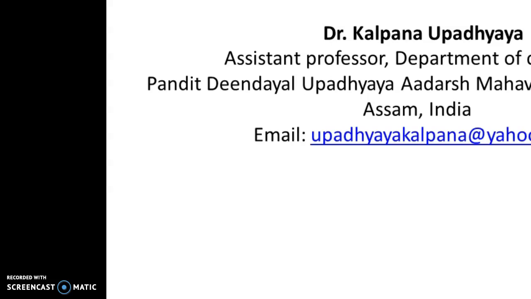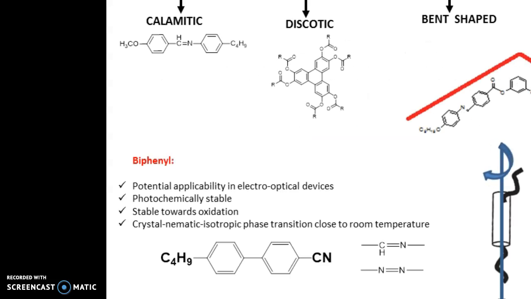My talk shall be on the influence of substituents on the liquid crystalline behavior of biphenyl-based 4-ring bent-core compounds. Introducing liquid crystals: it's a state of matter having properties between conventional liquid and solid. It has the fluidity of a liquid and the rigidity of a solid. There are various types of liquid crystals: thermotropic and lyotropic. Thermotropic is further classified into calamitic, discotic, and bent shape.